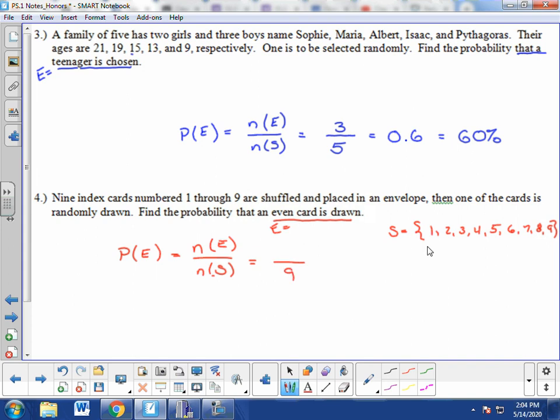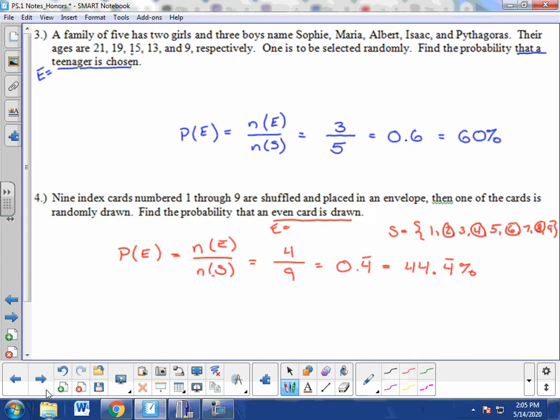We need to identify how many of these are even. 2, 4, 6, and 8 are even. So 4 of these 9 are even numbers. So the number of elements in the event would be 4. So we have a 4 out of 9 chance of drawing an even number, which would be 0.4 repeating, or 44.4 repeating percent. So basic probability can be found by taking the number of elements in an event divided by the number of elements in a sample space.